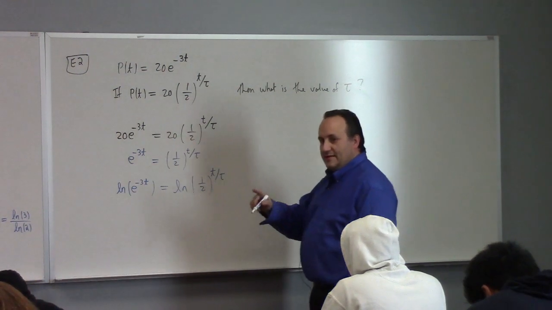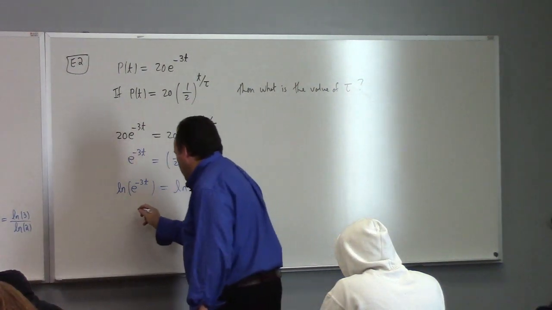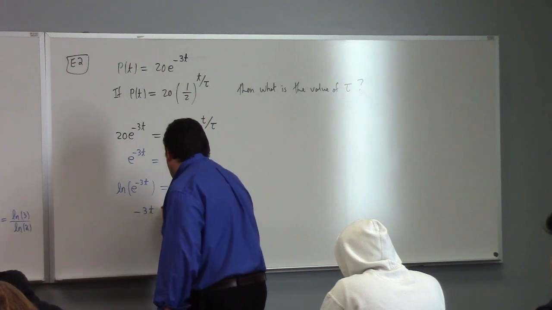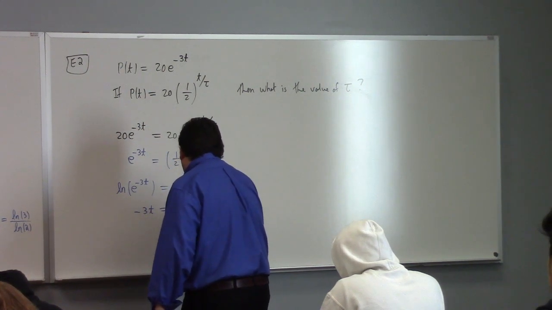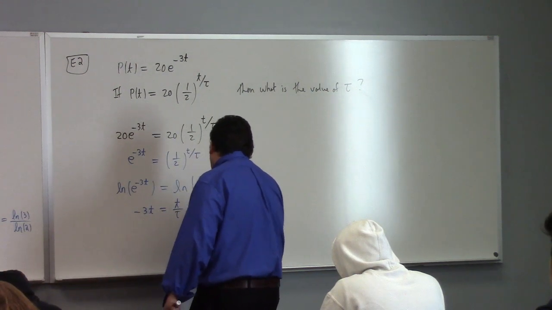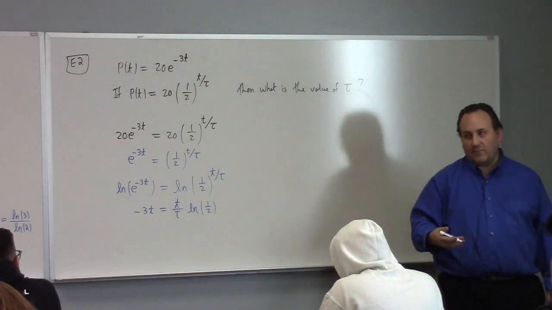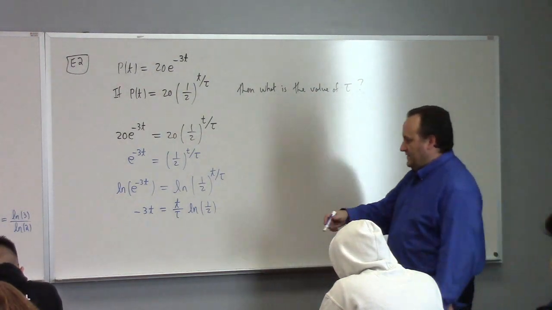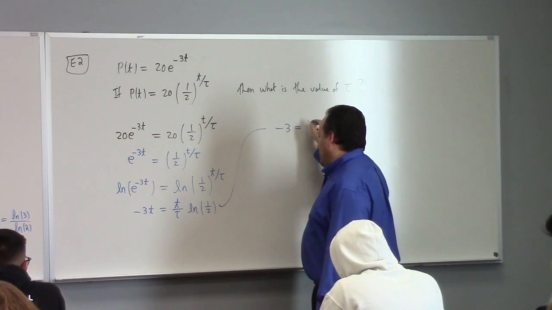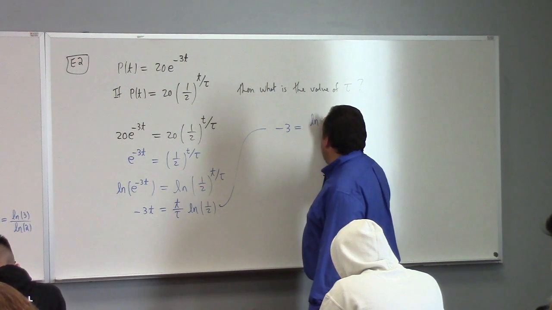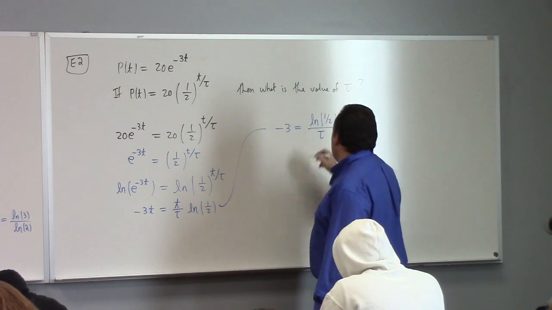So we take the natural log of the equation. Natural log of the exponential just gives me minus 3t. And that's equal to t over tau times the natural log of 1/2 by the properties of the log. See, I can pull the t over tau out, pull the power out. Then just divide by t. That gives me minus 3 is equal to the natural log of 1/2 over tau.